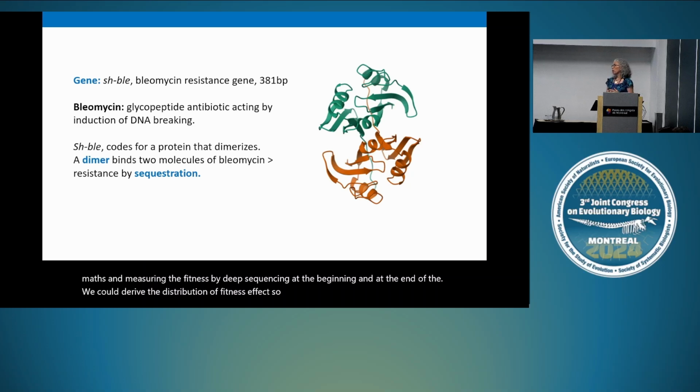We did that on a gene called SHBLE, which is a bleomycin resistance gene. It's a resistance gene, and it's also very short, so it's easier to make all the variants. Bleomycin is a glycopeptide antibiotic that acts by inducing DNA breaks. The gene codes for a protein that dimerizes, as you can see on the picture, and the resistance is provided by sequestration of molecules of bleomycin within the two grooves that are formed when the protein is dimerized.